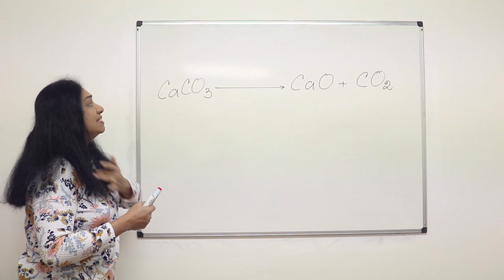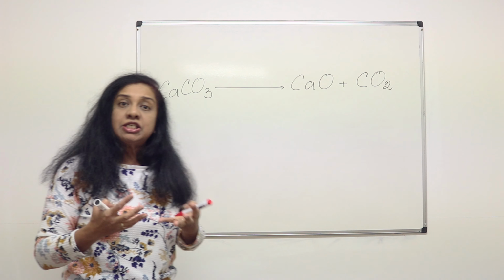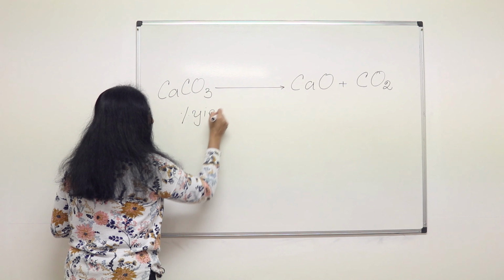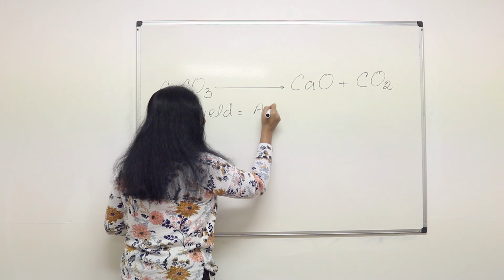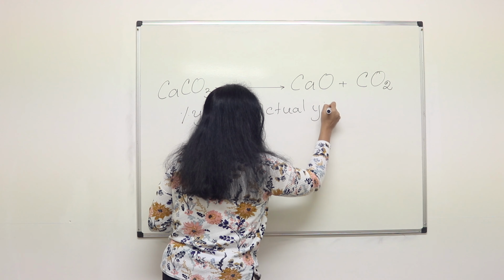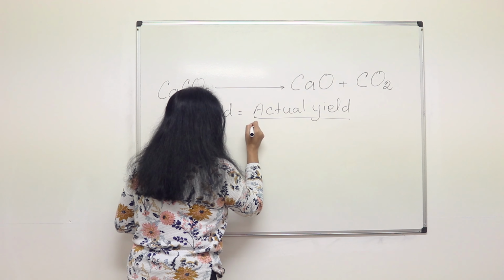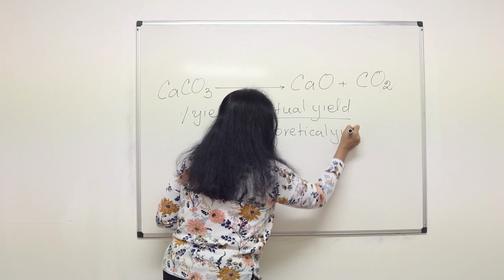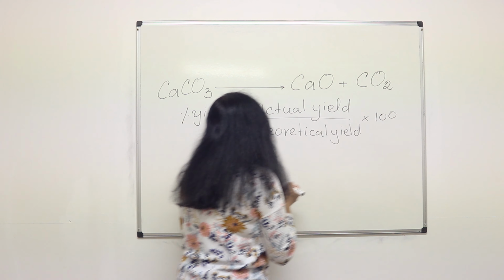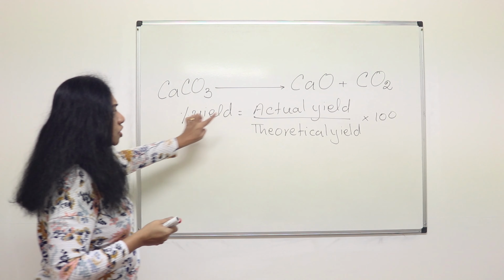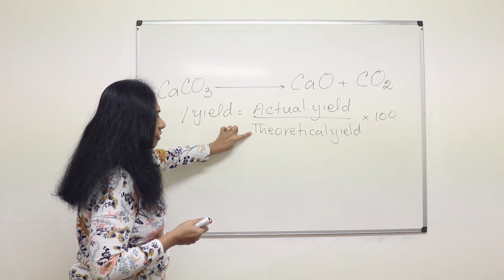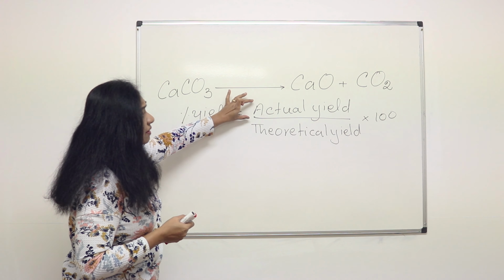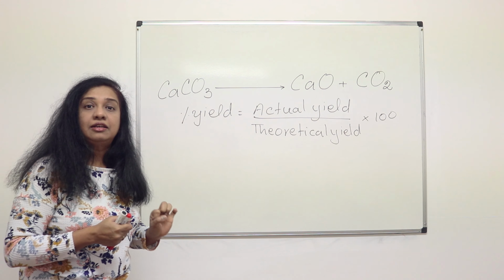Right. When we calculate the percentage yield, we are going to use an equation, guys. The equation is the percentage yield is equal to the actual yield divided by the theoretical yield times 100. Let's see what this actual yield and the theoretical yield are.